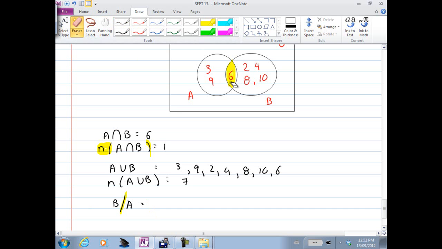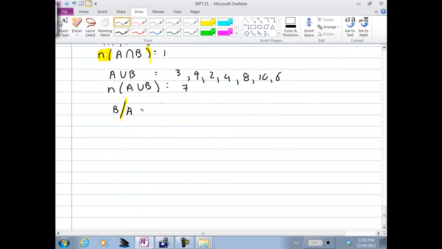Let's look at this diagram right now. B minus A. Well, if I look at this diagram, would you agree? B minus A is just this blue part right here. That blue part. That's only B minus A. And which is 2, 4, 8, and 10. Voila.